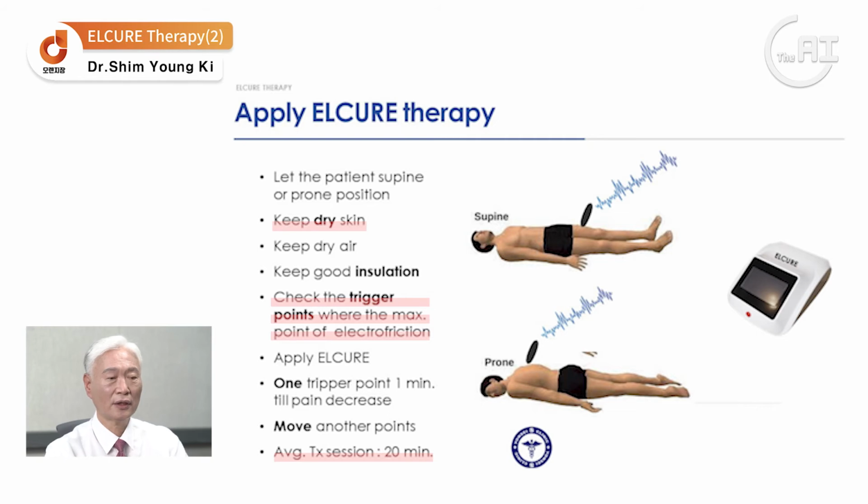The patient must not touch any metal part or pipeline or anything like that, and there should be good insulation under the blanket or under the table. Then check the trigger points with a probe like this. The probe looks like this. Find where the trigger point is, point it, and apply the ELCURE by contacting the skin. One trigger point takes 1 minute, so pain decreases over time.